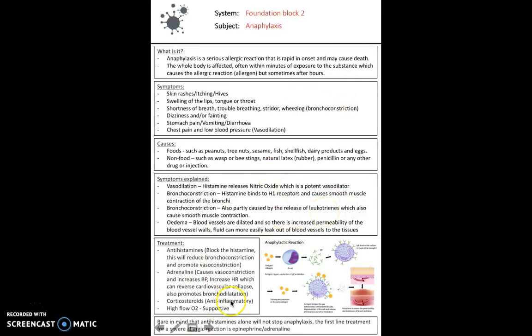Very directly, you can link treatment to the symptoms, so you want to block these things happening, so vasodilation and bronchoconstriction. You can do this with antihistamines. You can reduce the inflammation with corticosteroids, and again you can give adrenaline, which causes vasoconstriction and increases that blood pressure. So one important thing to bear in mind is that antihistamines alone will not stop anaphylaxis. It's just the first line, because the first line treatment is actually adrenaline or epinephrine, and antihistamines should be given as well as those. So that's everything for this video.